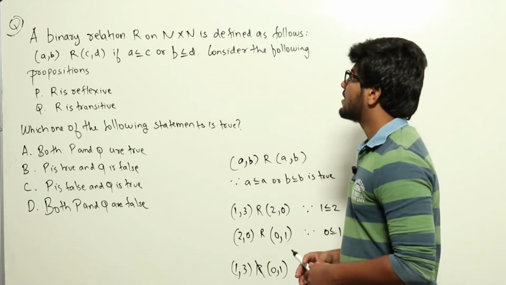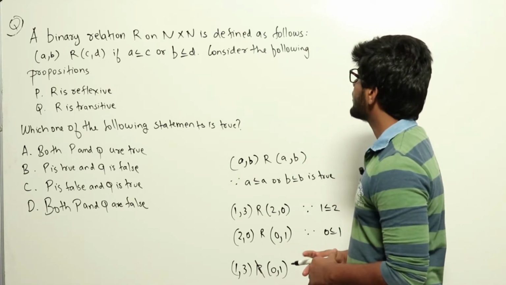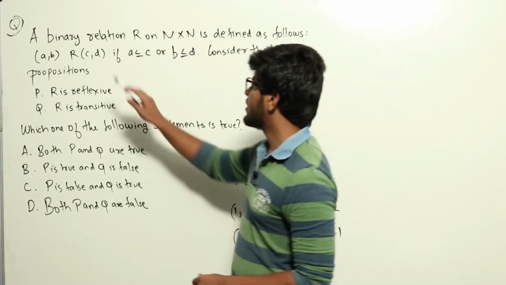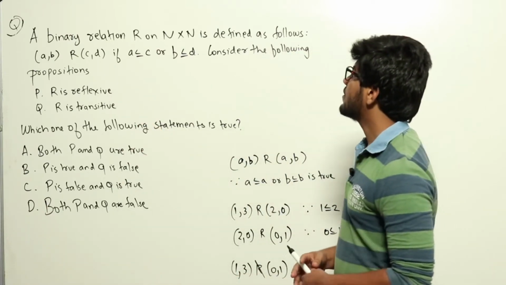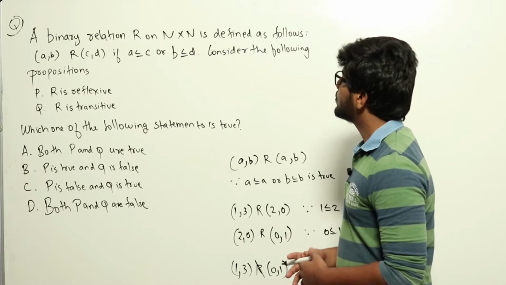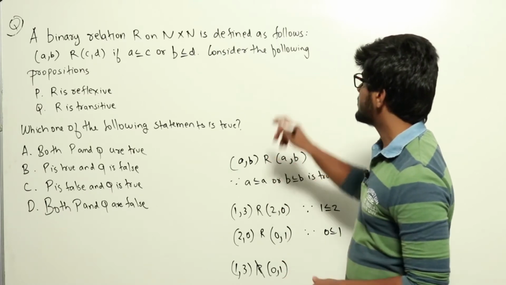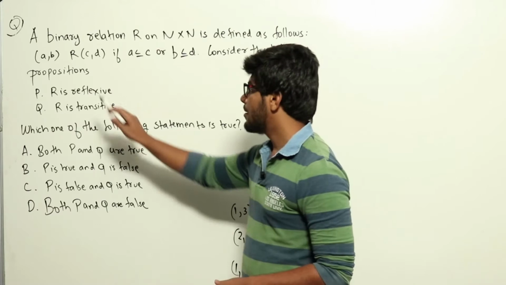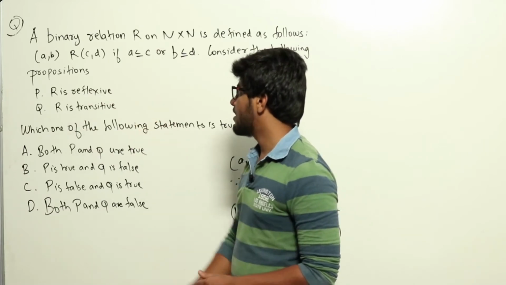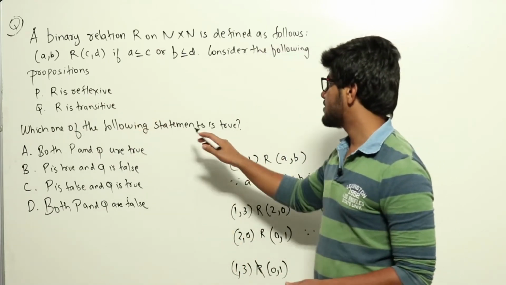A binary relation R on N cross N is defined as follows. (A, B) is related to (C, D) if A is less than or equal to C or B is less than or equal to D. Consider the following propositions. P: R is reflexive. Q: R is transitive. Which of the following statements is true?